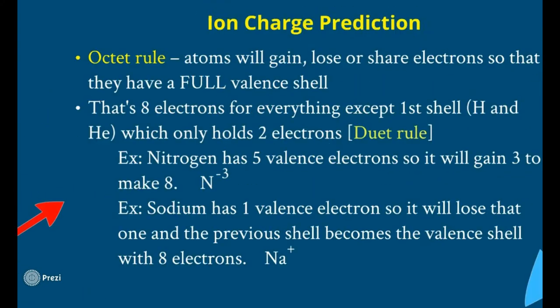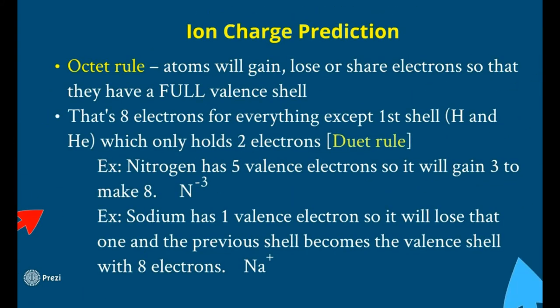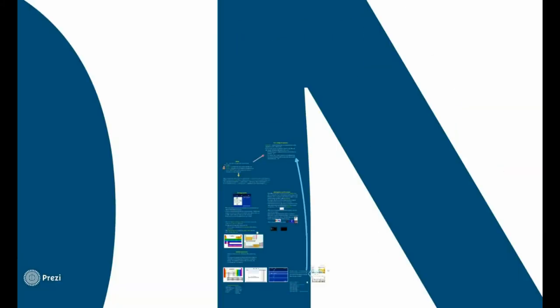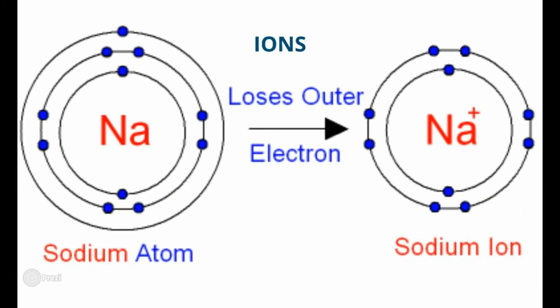Okay, so let me go back to where I was. So they'll gain and lose electrons to get what they need. To take in three, but he's going to get those electrons from someone else. The electrons aren't just flying around. That's what encourages the bonding process.